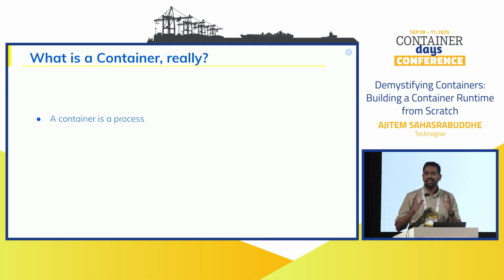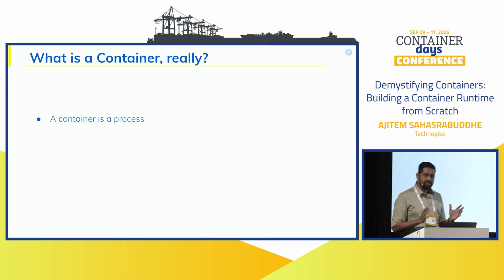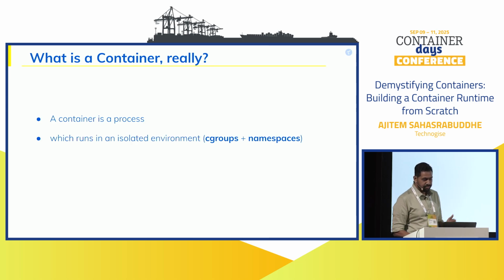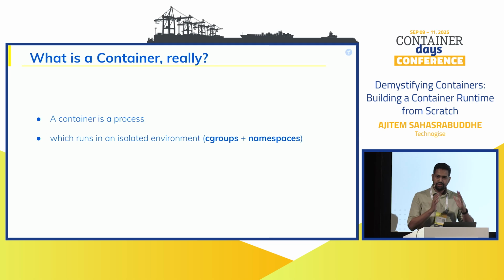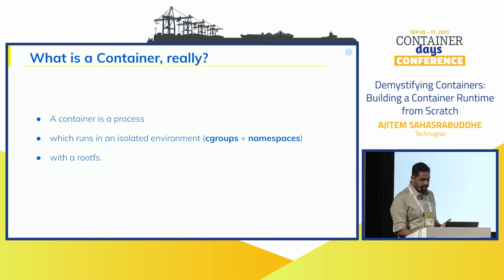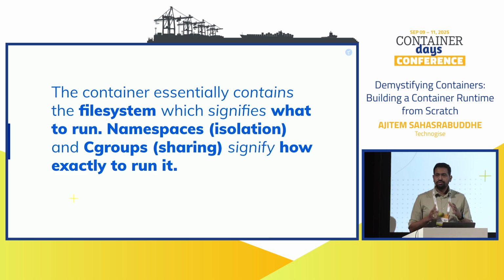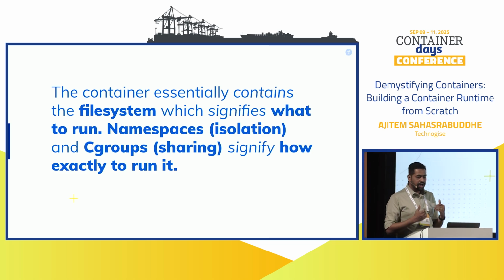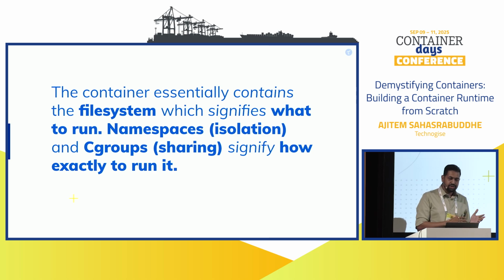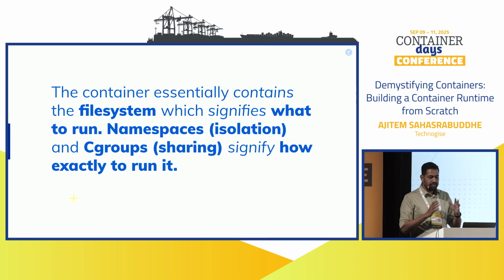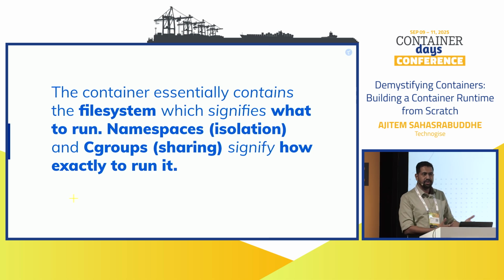Now, what actually is a container? A container is a process that runs on your system. It runs in an isolated environment using cgroups and namespaces. And it also has a root file system associated with it. So the root file system could be of an operating system, or it could also be your application directly, right? So a simple definition here would be that a container is essentially the file system which signifies what to run, right? And namespaces provide the isolation, cgroups provide the sharing, and they together signify how exactly that application or whatever is in that root system is to be run.